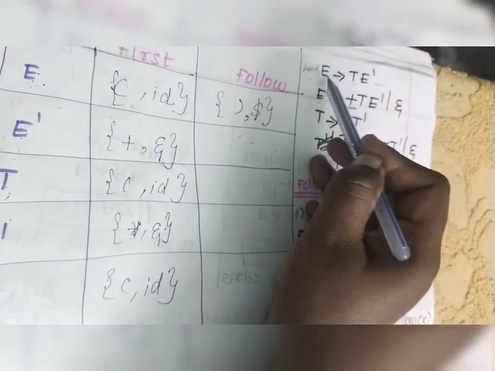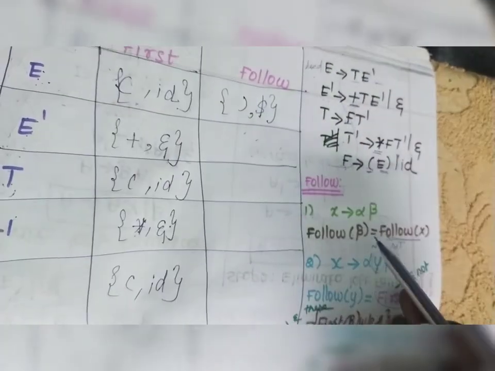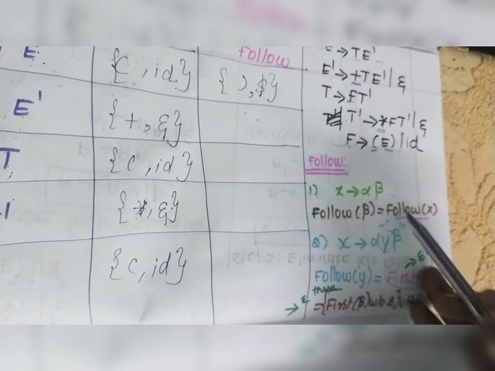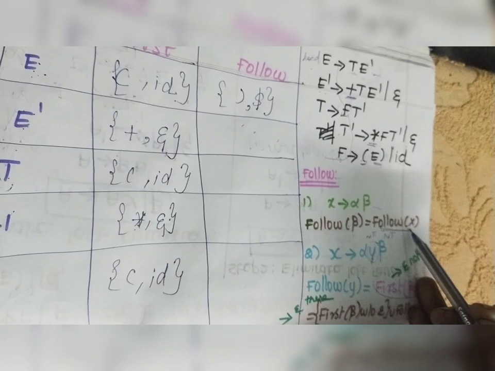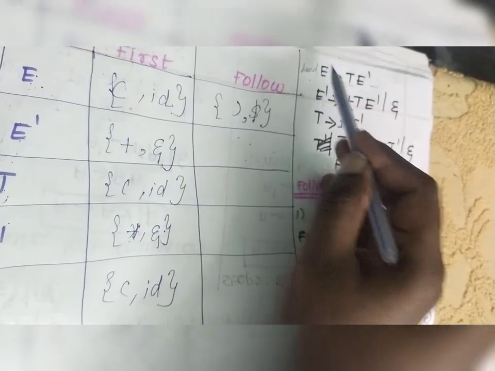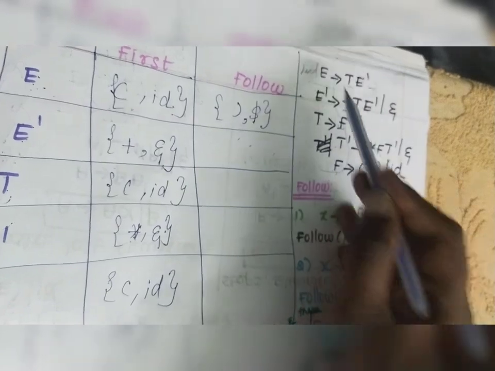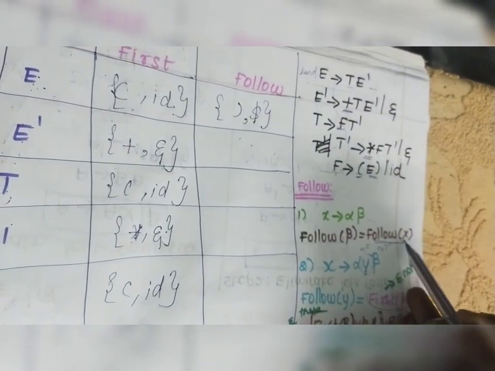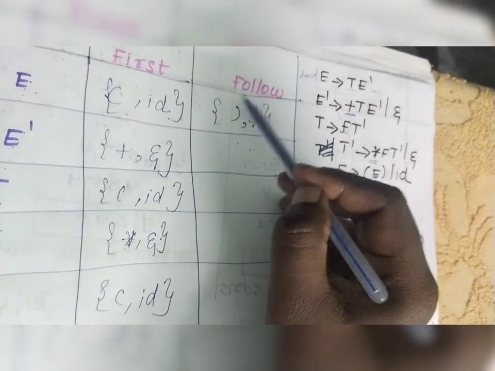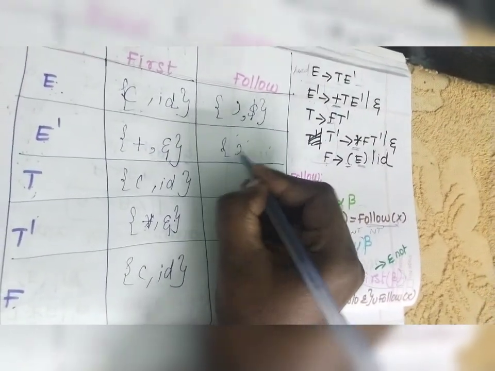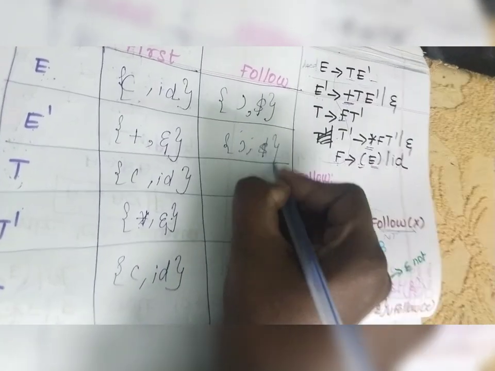Then you have to calculate E dash tends to T E dash. Follow of E dash is followed by nothing. Nothing means you have to write the follow of X. So here X, you have to compare this production and this production. X is E only. Then you have to write the follow of E. Follow of E is already written: close bracket and dollar symbol. Here also close bracket and dollar symbol will come.